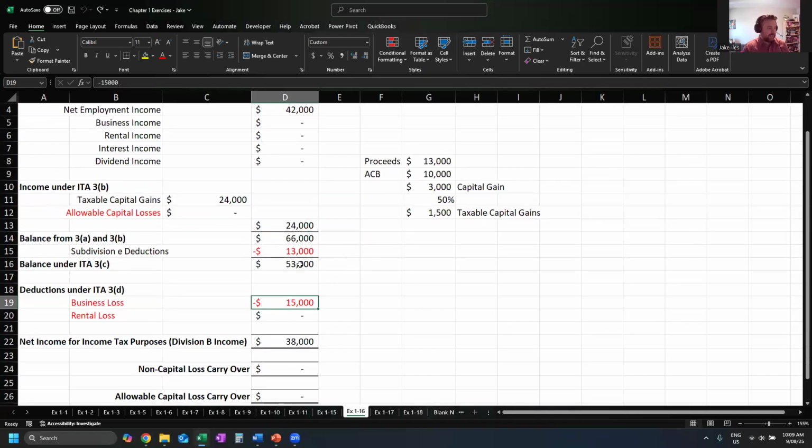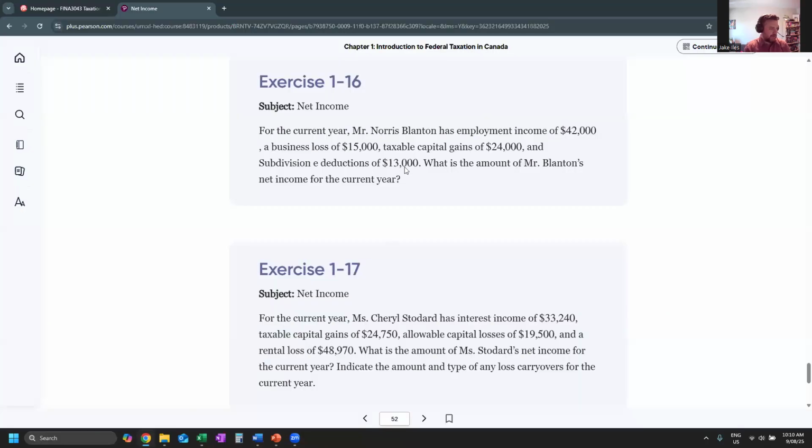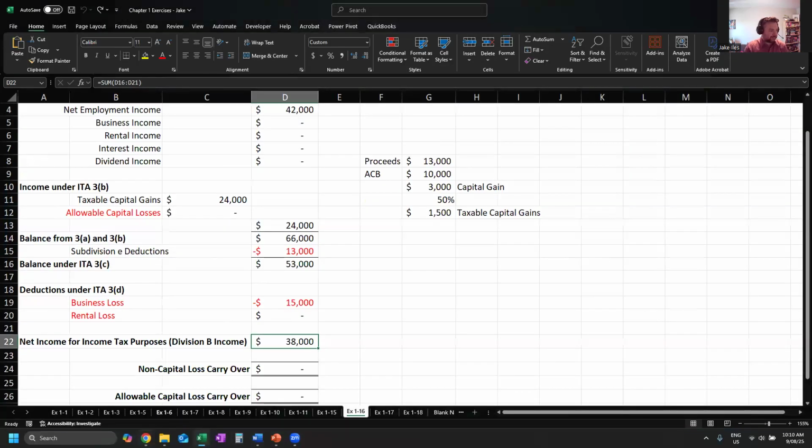So that 53 minus our business loss, our net income is $38,000. So that's our calculation. That's how we get to the Division B income. So $38,000 is the overall income for this person. That is the overall net income for the current year.